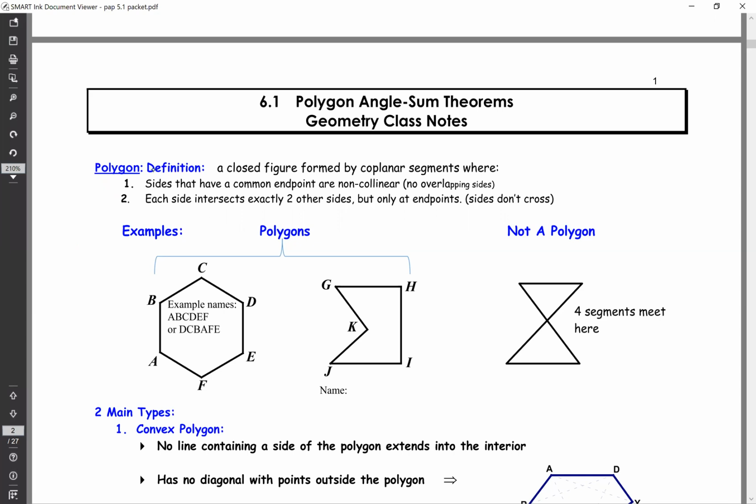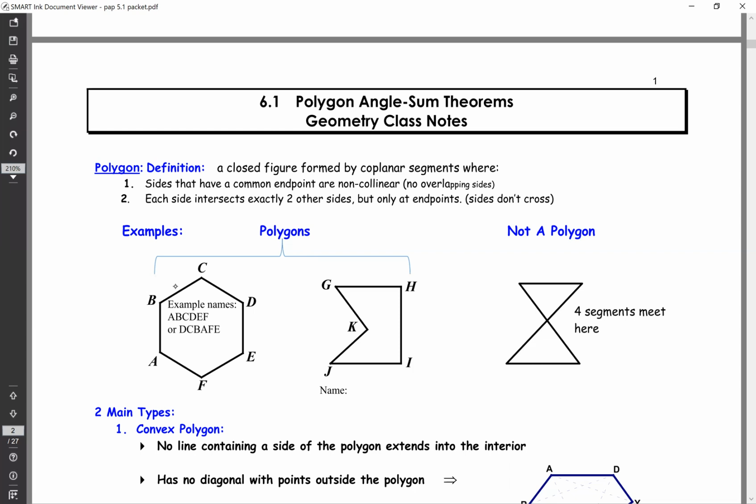So first, the definition. A polygon is a closed figure formed by coplanar segments where sides that have a common endpoint are non-collinear. That just means there's no overlapping sides. And then each side intersects exactly two other sides, but only at the endpoints. So basically the sides don't cross. There's no overlapping sides and your sides aren't crossing each other.